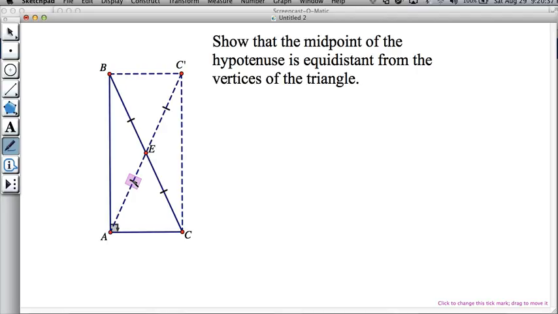So at this point, we've shown by using a rectangle and the properties of parallelograms that E is actually equidistant from B, C, and A in the original right triangle.